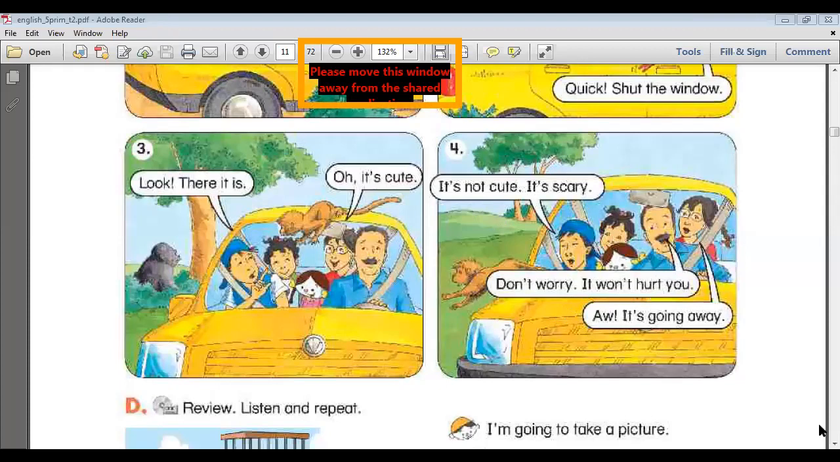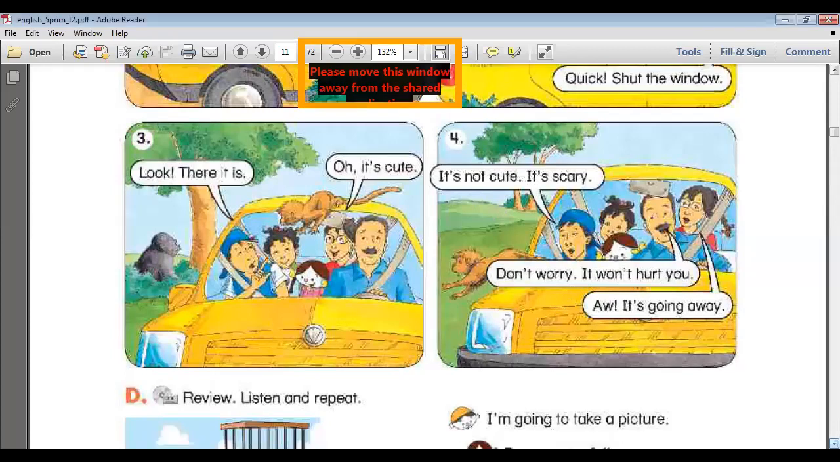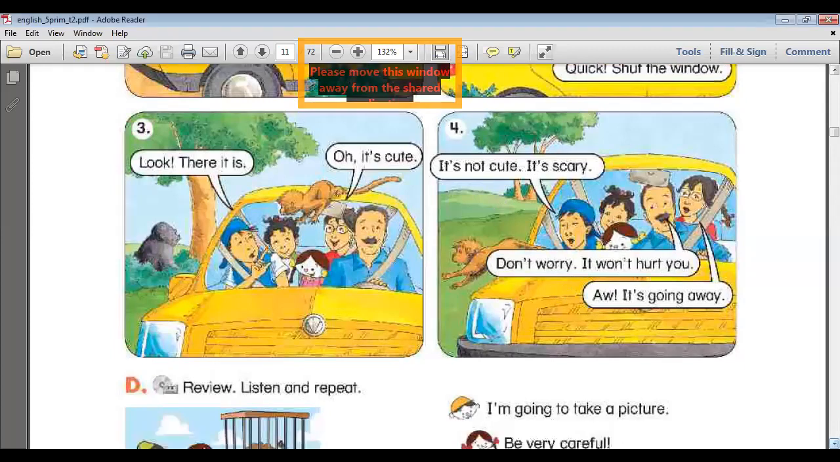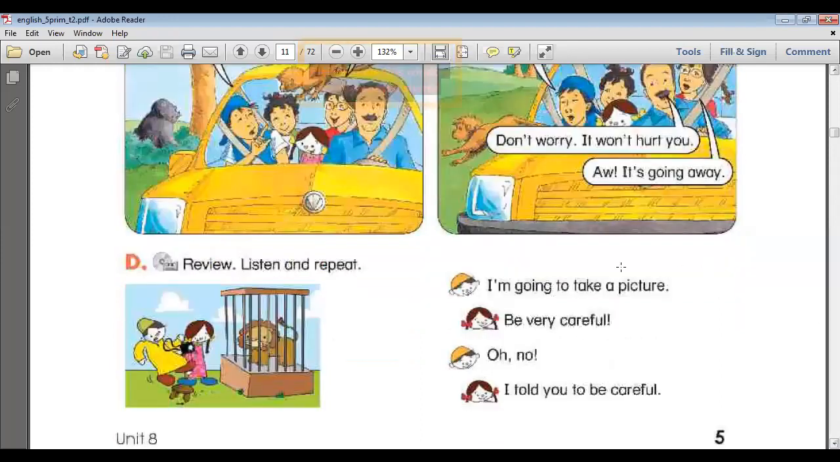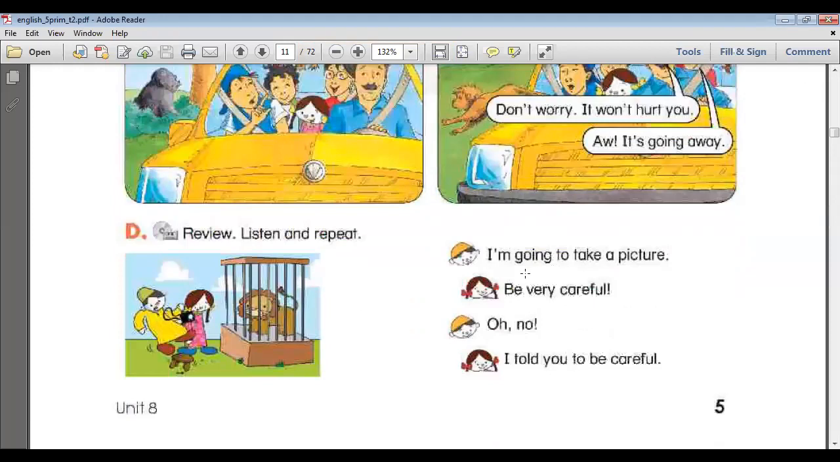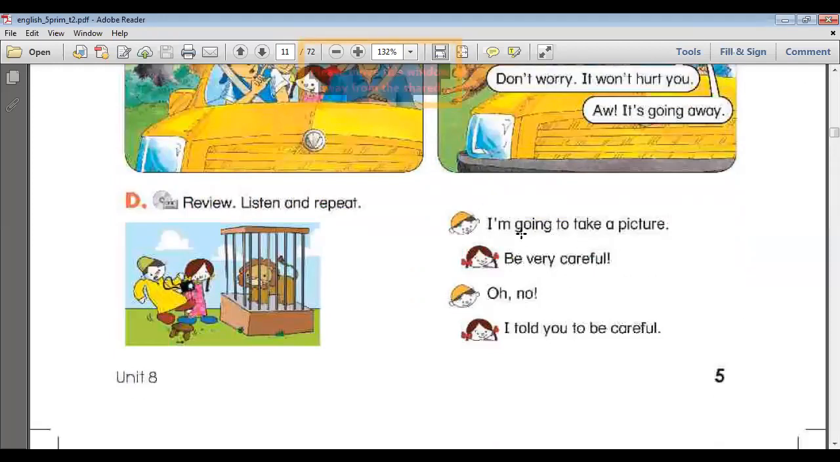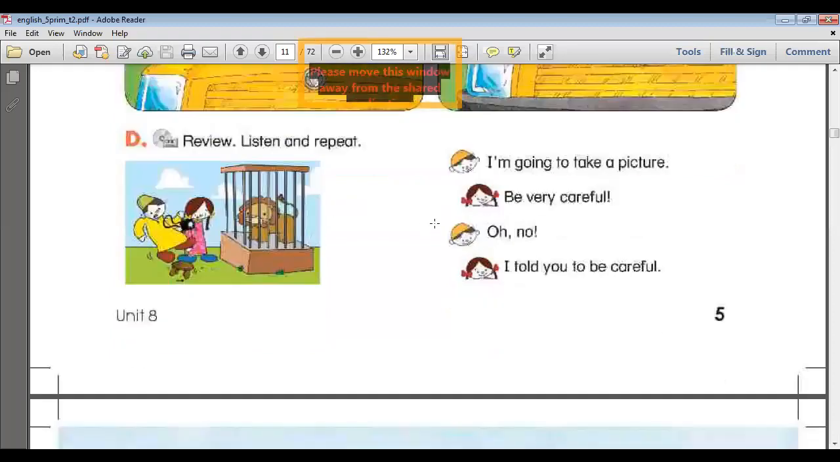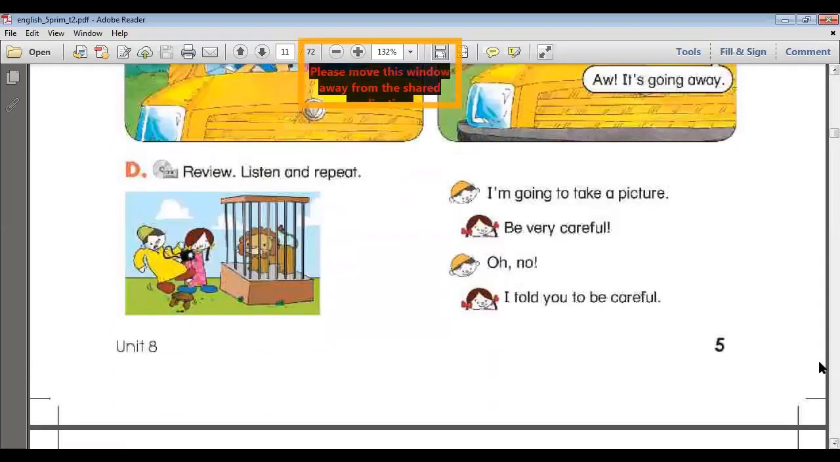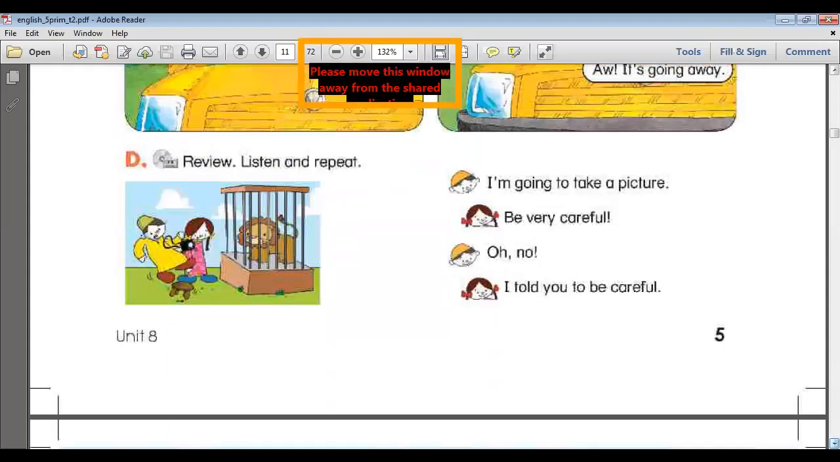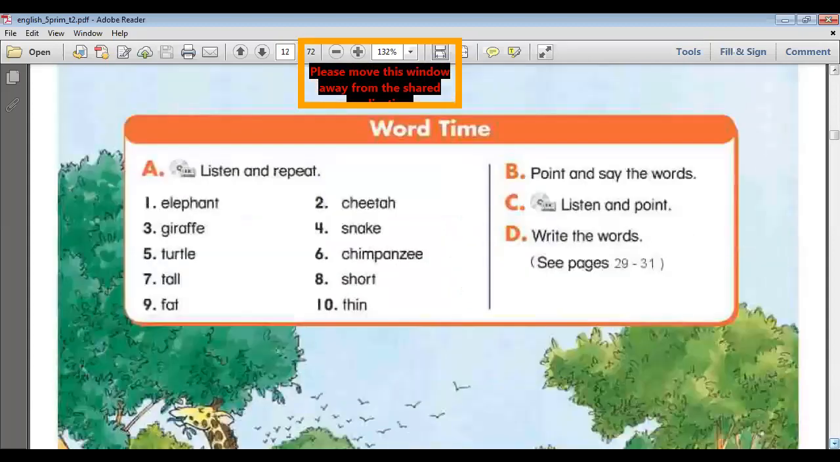Yes, yes. Okay, great. So number four, it's not cute, it's scary. Don't worry, it won't hurt you. And the girl says, oh, it's going away. Okay, there are some expressions like, I'm going to take a picture. I'll be very careful. Oh no, I told you to be careful. Of course, it's like telling somebody that you already advised him, but he didn't listen to your advice.